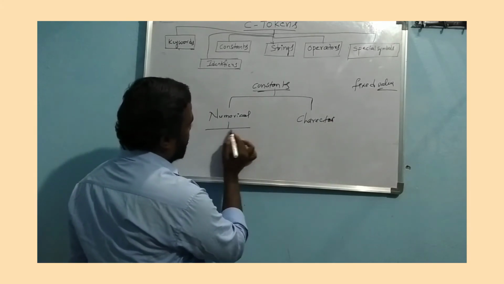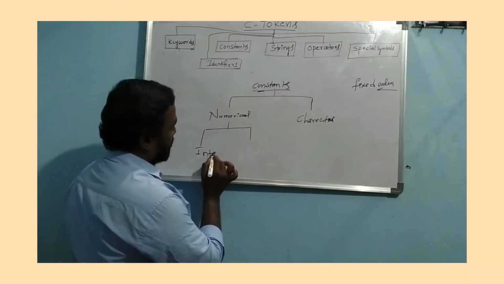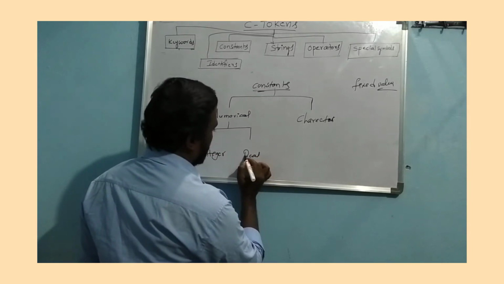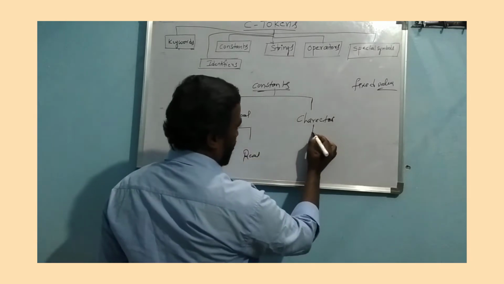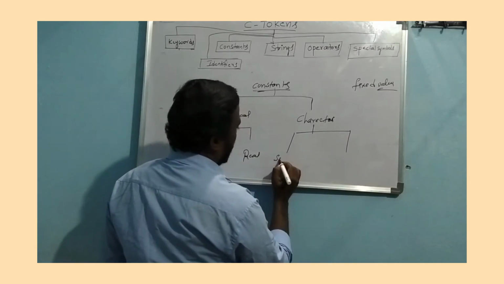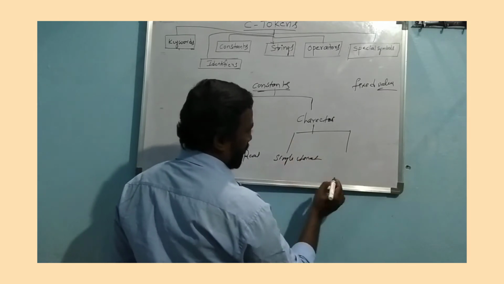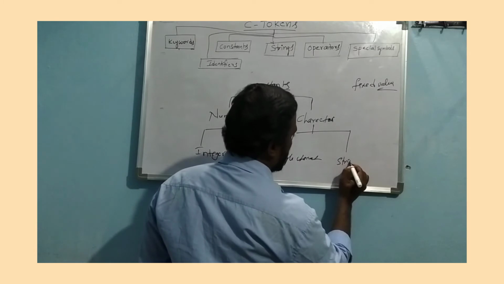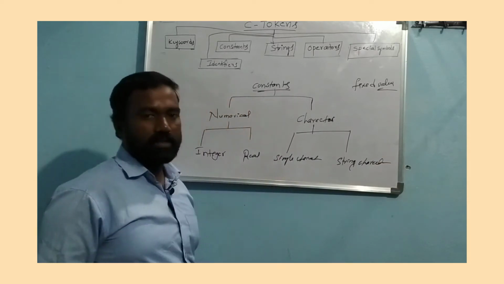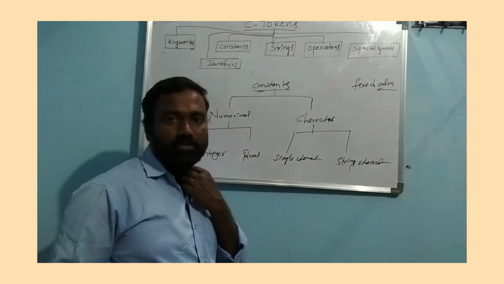The numerical constants again are classified into two types: integer constants and real constants. The character constants again are classified into two types: single character constants and string character constants. These are the types of the constants. This question is very important to degree students.